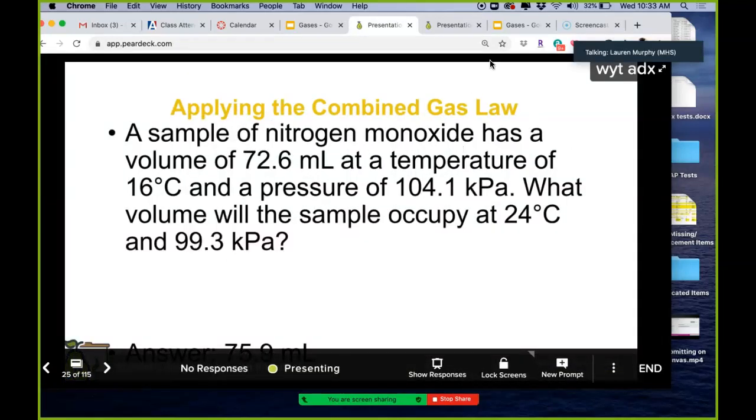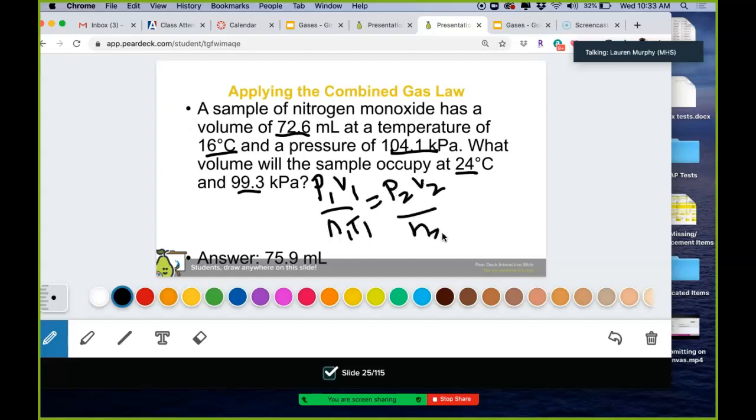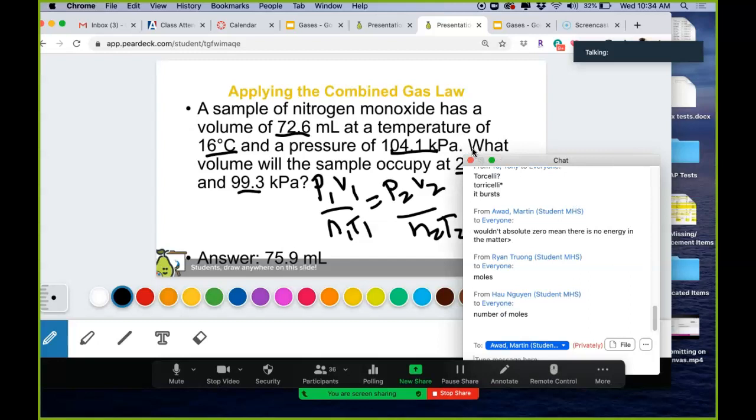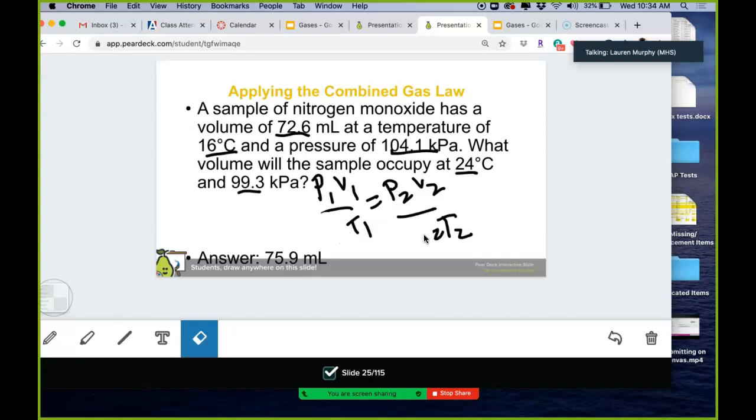A sample of nitrogen monoxide has a volume of 72.6 milliliters, so there's a volume, and a temperature, and a pressure. Okay, so I have a bunch of stuff right now. Instead of just three things, I have another temperature and another pressure. I want to know what the volume is. So P1 V1 over N1 T1 is P2 V2 over N2 T2. Which variable is not included or mentioned in here? Moles. Beautiful. So what we do is we assume it's constant, and I just say, see you later, moles. It's constant, which means it won't change any numbers.